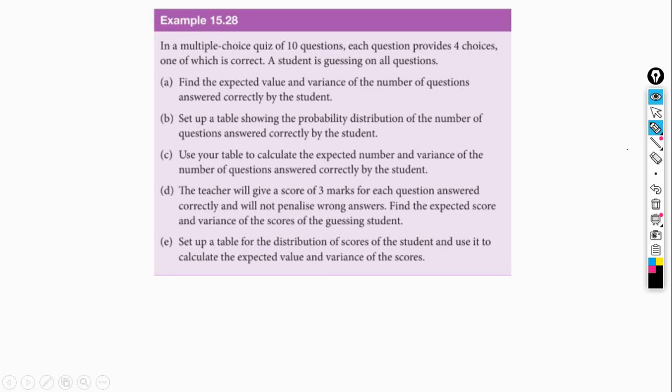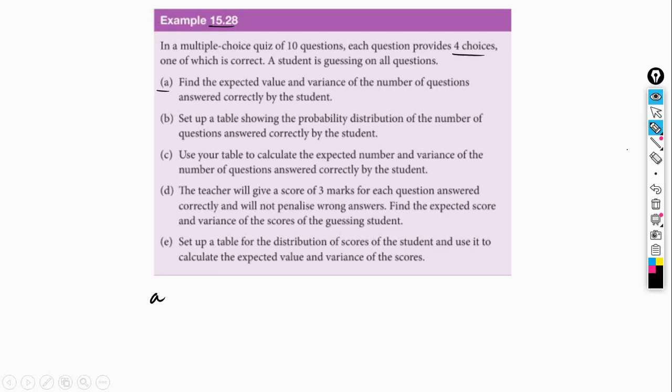So next we have example 15.28. It says, in a multiple choice quiz of 10 questions, each question provides 4 choices, one of which is correct. A student is guessing on all questions. Part A, find the expected value and variance of the number of questions answered correctly by the student.